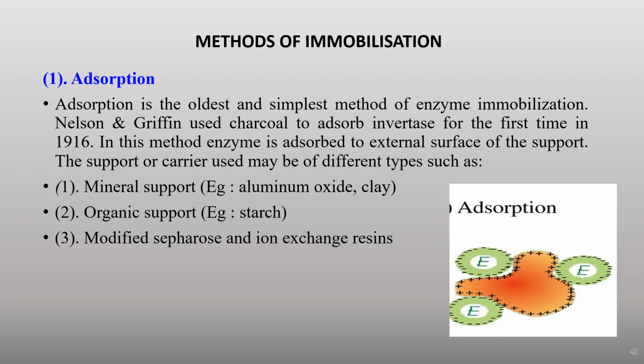Methods of immobilization. Adsorption. Adsorption is the oldest and simplest method of enzyme immobilization. Nelson and Griffin used charcoal to adsorb invertase for the first time in 1916. In this method, enzyme is adsorbed to the external surface of the support. The support or carrier used may be of different types such as mineral support, example aluminium oxide, clay; organic support, example starch; modified sepharose and ion exchange resins.